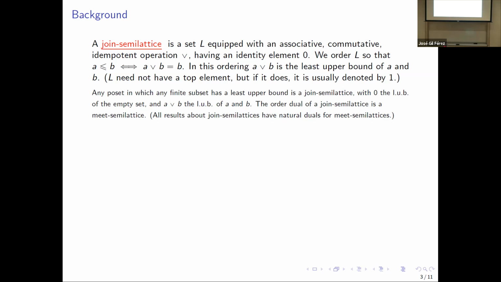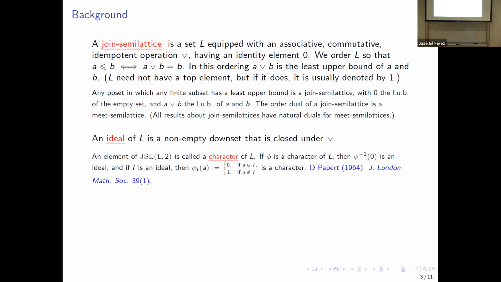All right. Of course, any poset that has the least upper bound of any finite subset is a joint semilattice. A lot of the literature deals with meet semilattices. You can simply dualize to joint semilattices, and everything that we prove for one of these things has a statement for the other. An ideal is a non-empty down set that's closed under sup.